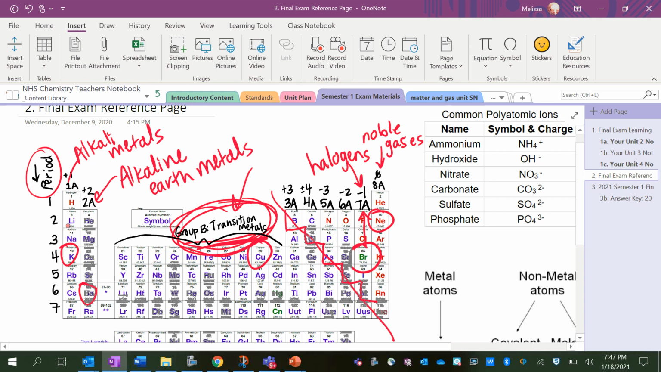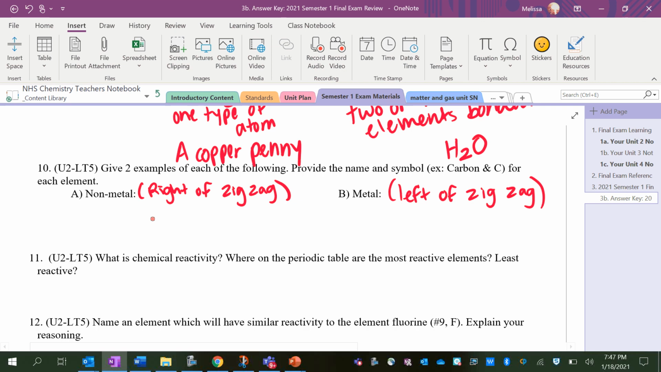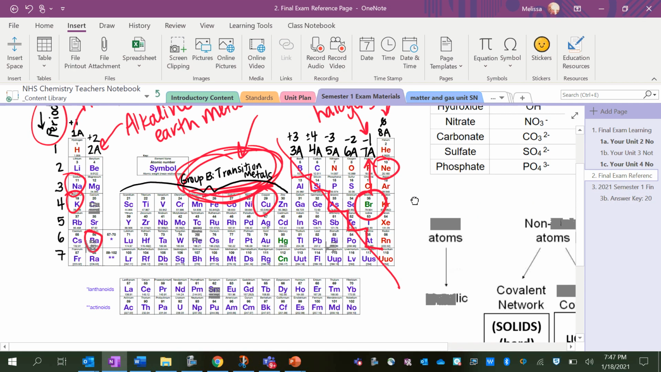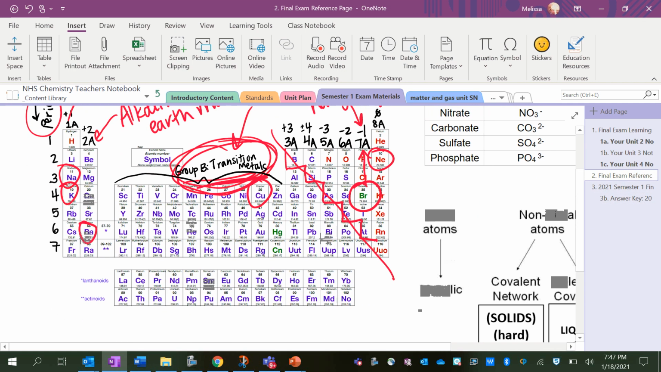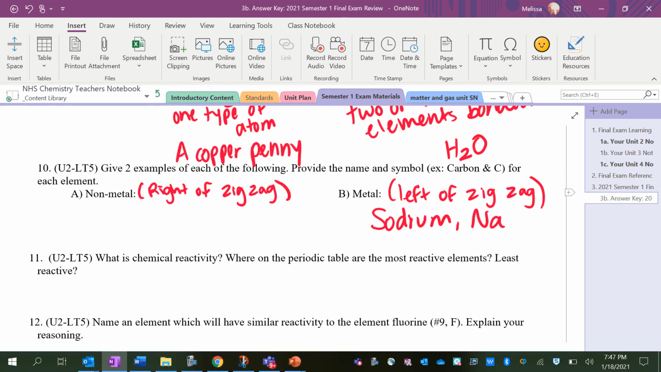So you can remember, okay, well, that must mean that everything to the left of the periodic table is a metal. So here's one. Sodium, number 11, is an example of a metal. Sodium, Na, is a metal. And then let's pick another one. Let's pick Sn, tin. It's close to the zigzag, but it's still to the left. So tin, Sn.